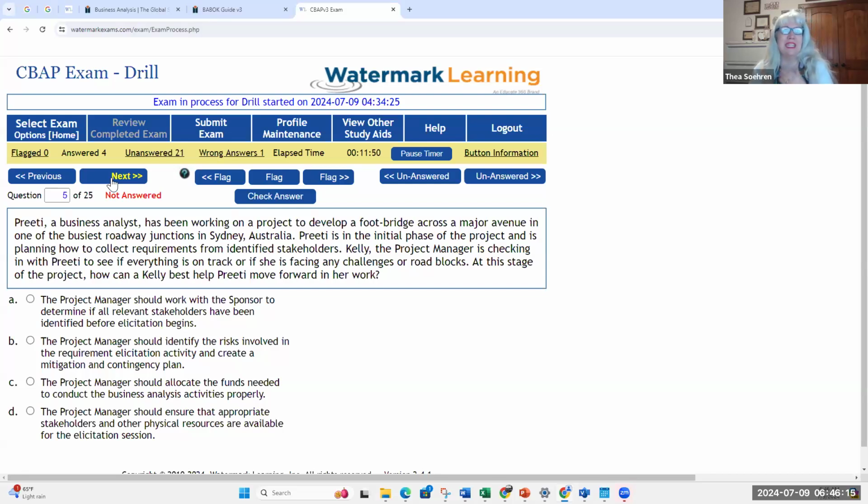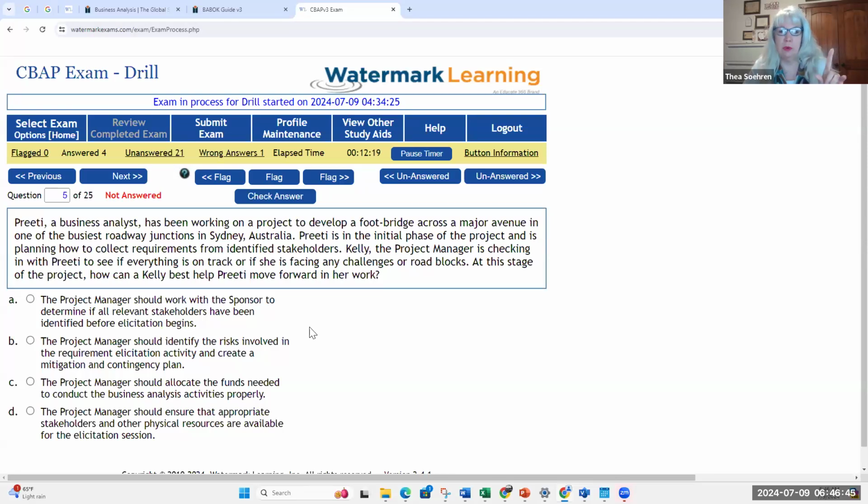Preety, a business analyst, has been working on a project to develop a footbridge across a major avenue in one of the busiest roadway junctions of Sydney, Australia. Preety is in the initial phase of the project and is planning on how to collect requirements from identified stakeholders. Kelly, the project manager, is checking in with Preety to see if everything is on track or if she is facing any challenges or roadblocks. At this stage of the project, how can Kelly best help Preety move forward in her work?